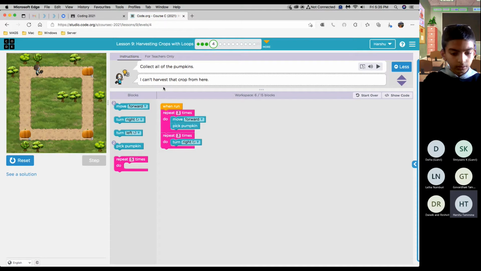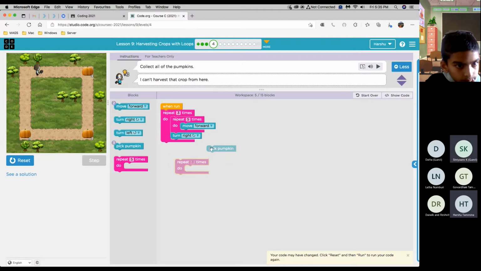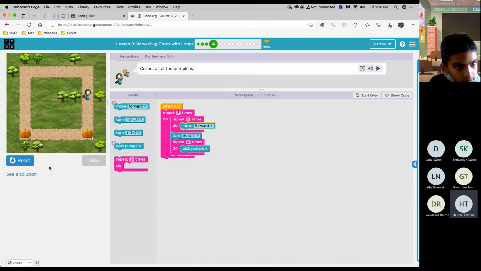I can't harvest the crop from here. Does anyone else want to help try? I do. So first you use a repeat three times block. And then you put a repeat five times block inside of the repeat three times block. And then move forward inside of the repeat five times. And then in the bottom of the repeat five times, put a turn right. Next, in the bottom of the turn right, just put repeat four times. And inside of the repeat four times, a pickup pumpkin. Okay. Let's see if that's correct, and then we can move on. That's correct. Good job.